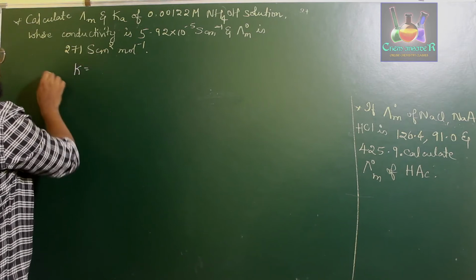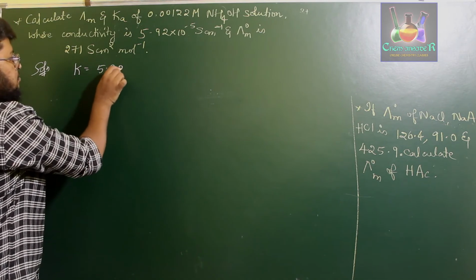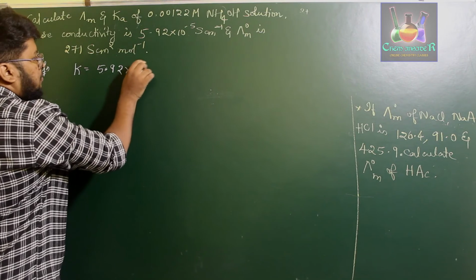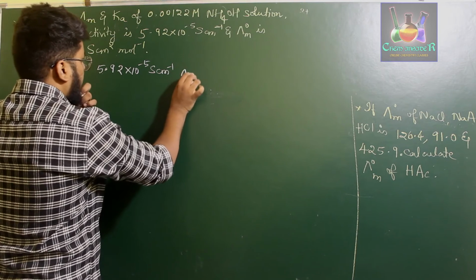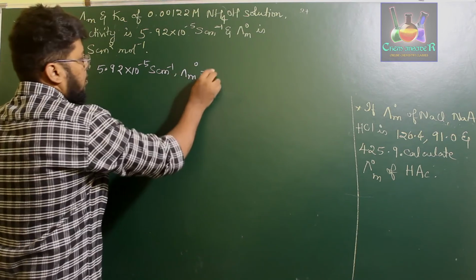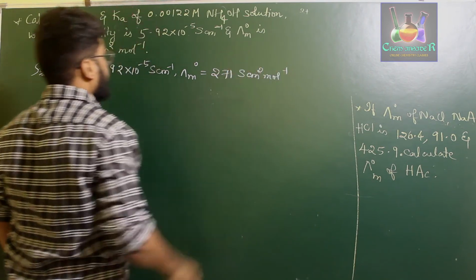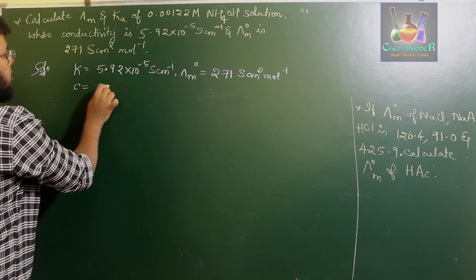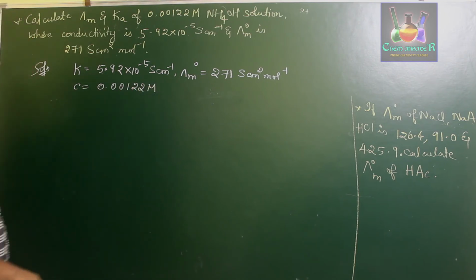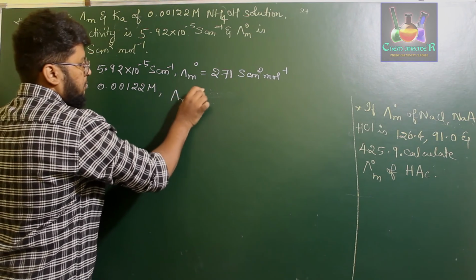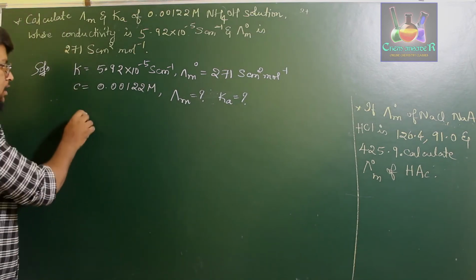Now for this, let us write the given data. So they have given us the kappa value, which is 5.92 into 10 power minus 5 Siemens per centimeter. The value of lambda m naught is equal to 271 Siemens centimeter square per mole, and the concentration C is equal to 0.00122 molar. So they have asked us to calculate the value of lambda m and the dissociation constant. Now let us start with calculating lambda m.